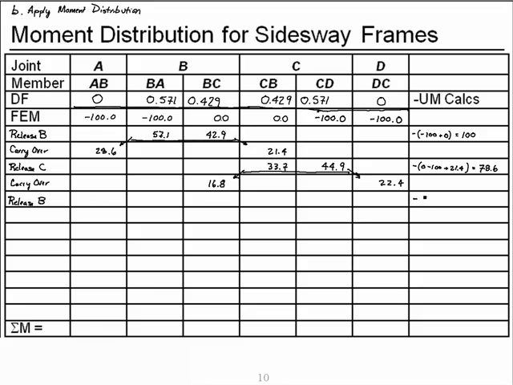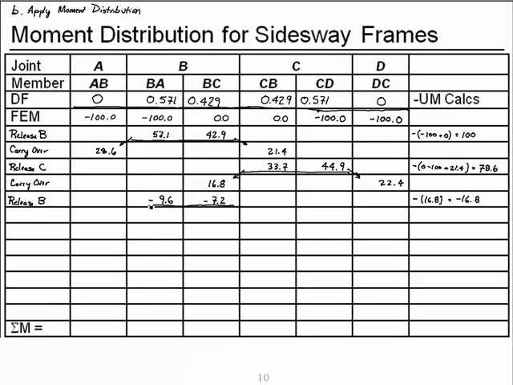My unbalanced moment is 16.8 foot kips. Everything above this line adds to 0 because it was in equilibrium, so it's only this moment that is unbalanced, and so we need to distribute a negative 16.8 foot kips. So we multiply it by the distribution factor, and we'll distribute a negative 9.6 foot kips into member BA. We'll take this moment times this distribution factor, and we'll distribute a negative 7.2 foot kips into member BC.